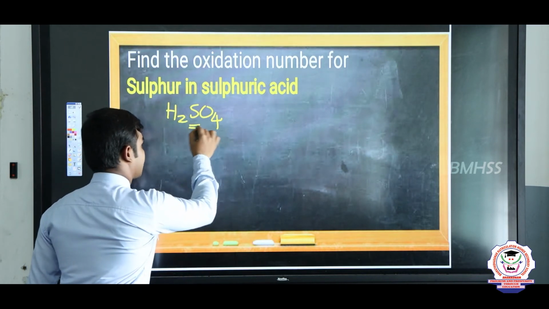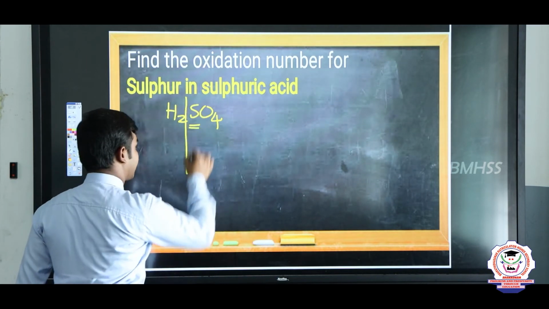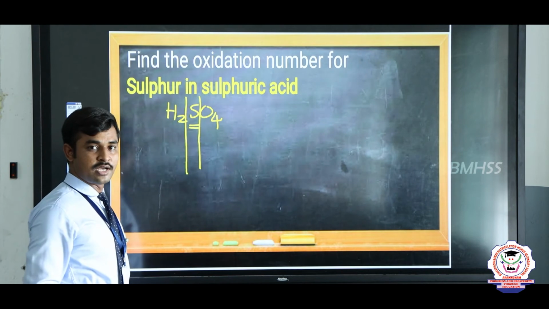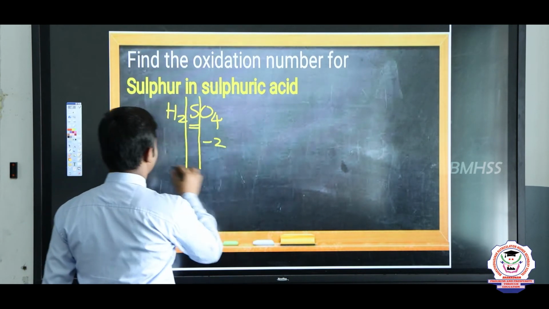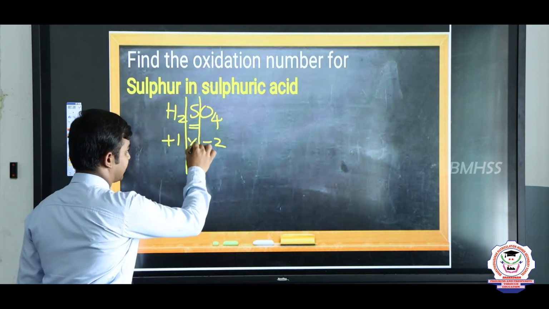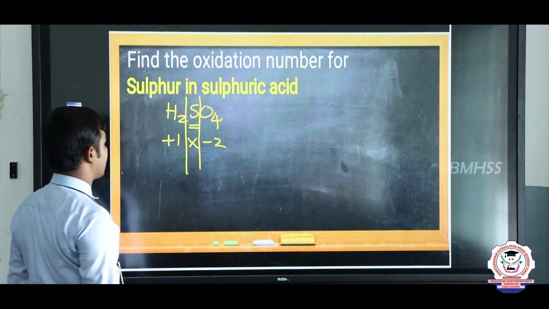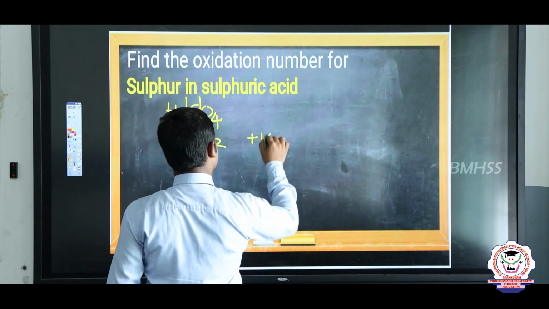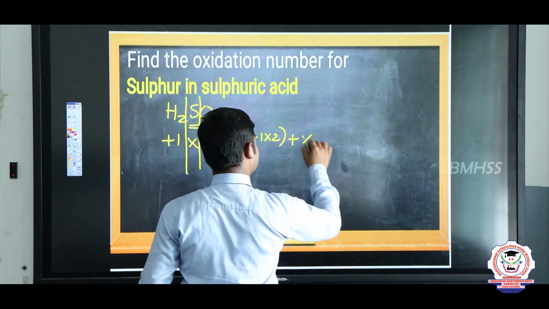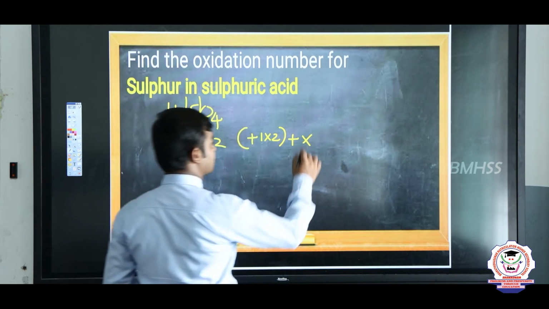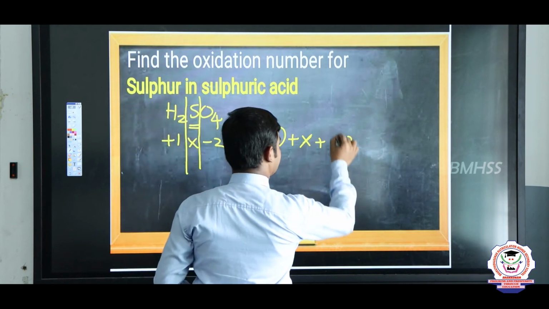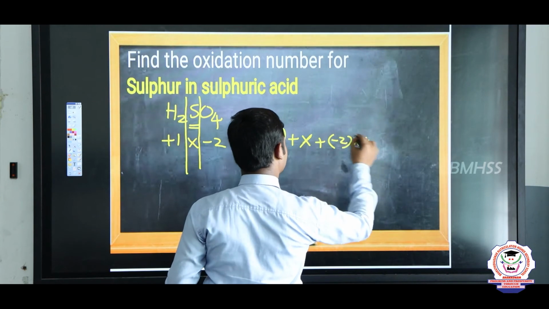We need to find the oxidation state of sulfur now. First, you separate the elements in which you know the oxidation state for oxygen and hydrogen. Oxygen oxidation state is -2 and hydrogen oxidation state is +1. We do not know the oxidation state of sulfur, so it can be written as X. The formula is plus 1 into 2 because we have 2 hydrogens, and sulfur is X. We have 1 sulfur, so only one X. The oxidation state of oxygen is -2, and we have 4 oxygens, so multiply this by 4.